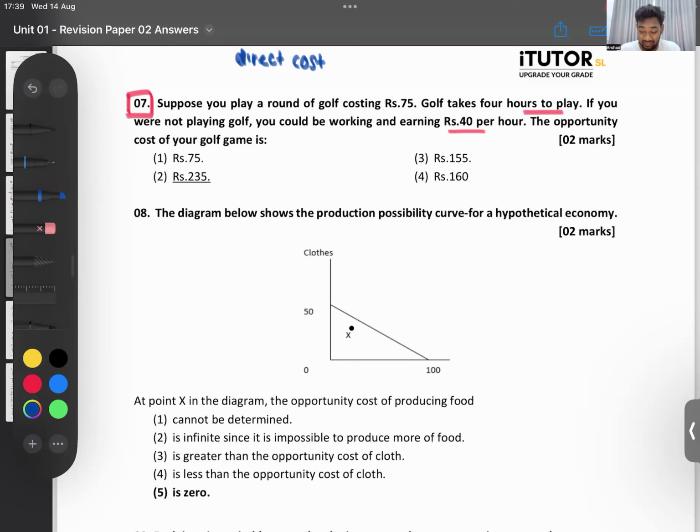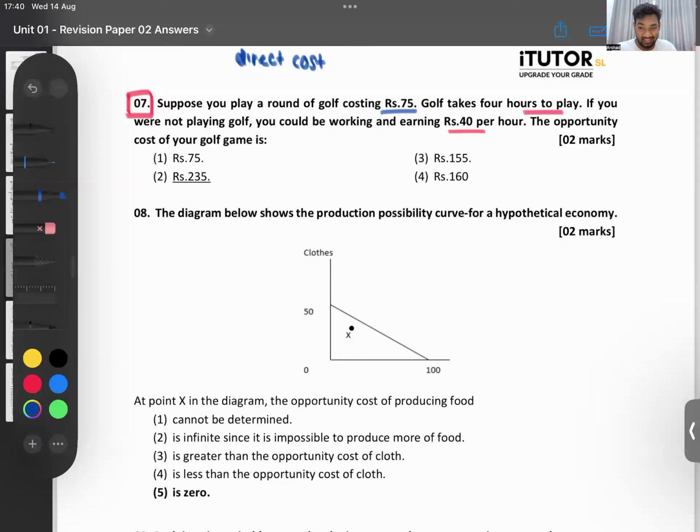One round of golf is 75. Golf takes 4 hours to play. Suppose you play a round of golf costing 75, and this takes 4 hours to play. Now, do you multiply this 75 by 4? You don't multiply 75 by 4, right?